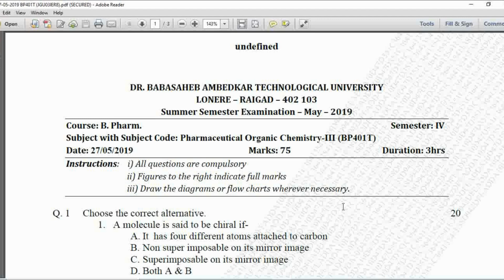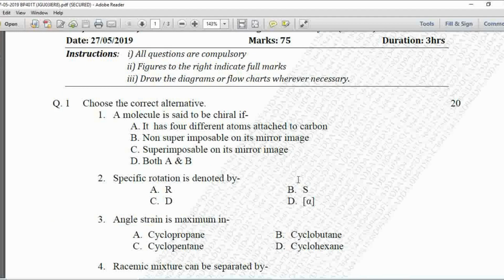Now we are going to discuss the MCQs of Pharmaceutical Organic Chemistry 3, that is BP401T. This is the question paper of D. Batu University and the exam is summer semester examination 2019. So one by one we will discuss the MCQs from it and their answers. So without wasting time, let's start with the discussion.